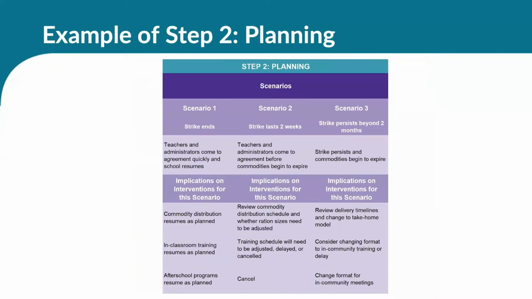Here is a completed example of documentation for the planning step. The 3 scenarios this team has chosen are teacher strike ends, teacher strike lasts 2 weeks, and teacher strike persists beyond 2 months. In the bottom half of the spreadsheet are the alternate plans the team has created for each intervention in the event that these scenarios unfold. Again, you're welcome to pause the video if you'd like more time to read the example.